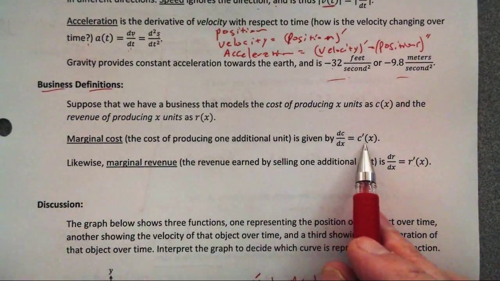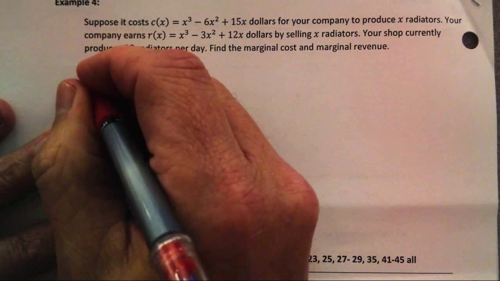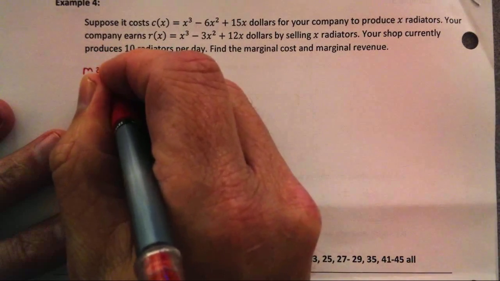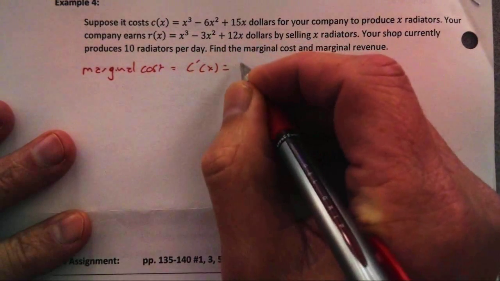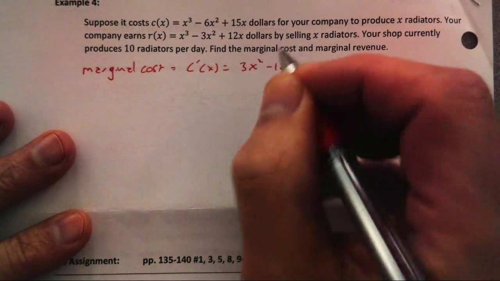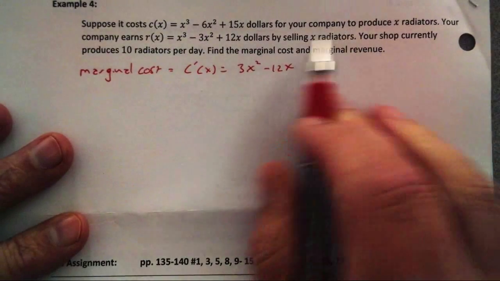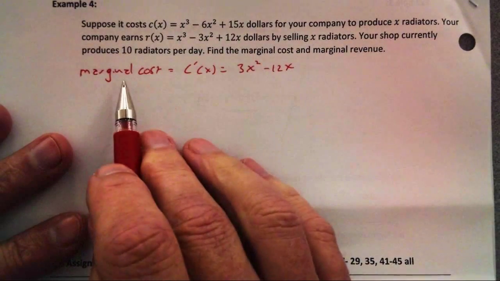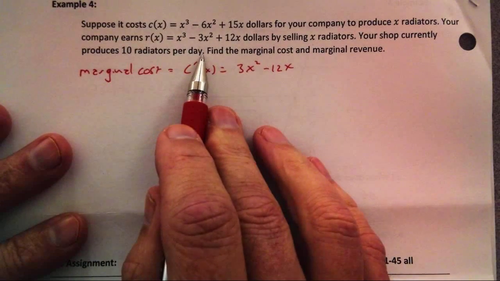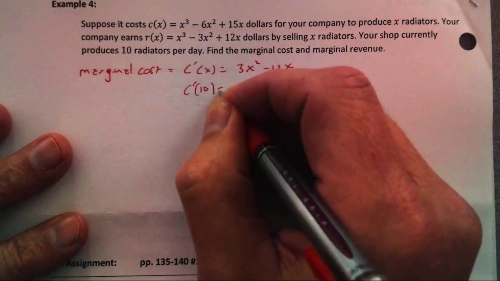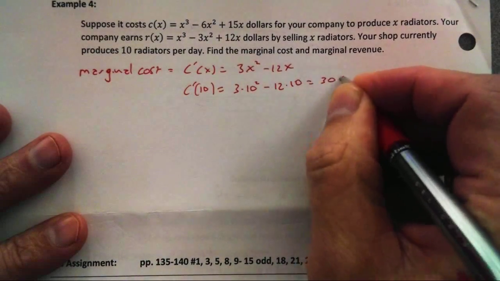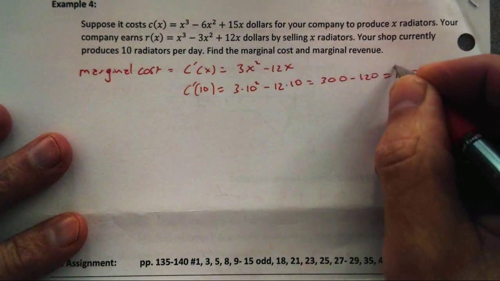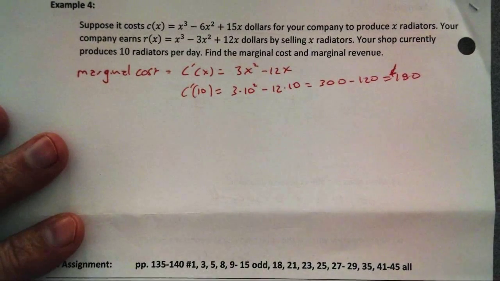All right, let's go back. Marginal cost is the derivative of cost. So marginal cost equals C prime of x, which, oh, that's a breeze now. 3x squared minus 12x, 15 gets absorbed. Okay. What's our marginal cost? Well, producing those 10 radiators is C prime of 10, which is 3 times 10 squared minus 12 times 10, which is 300 minus 120, or $180. That is our marginal cost, our cost for our next radiator.